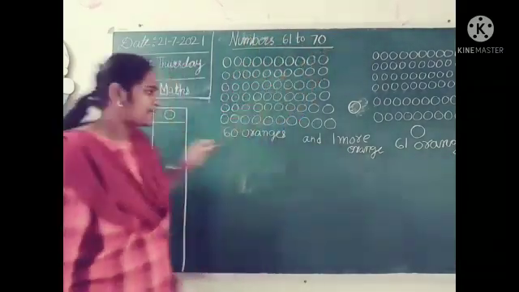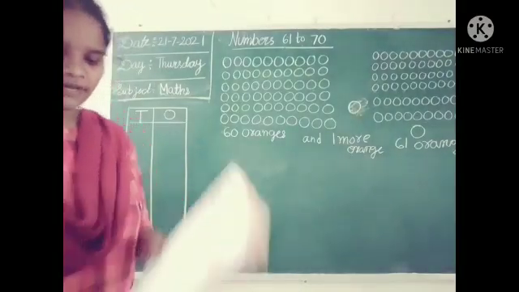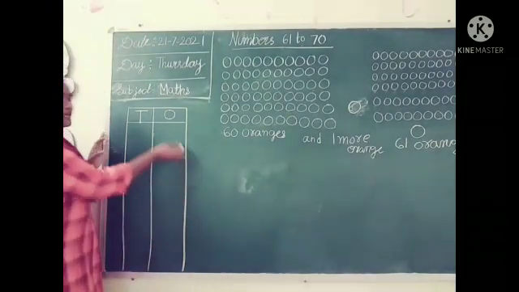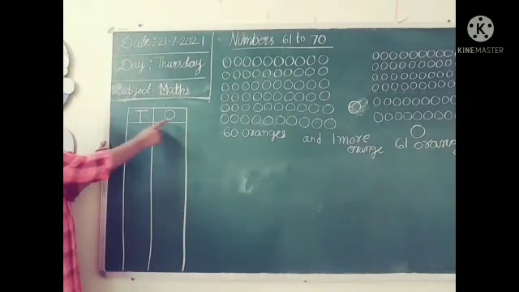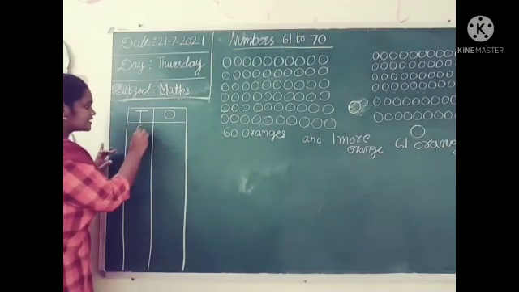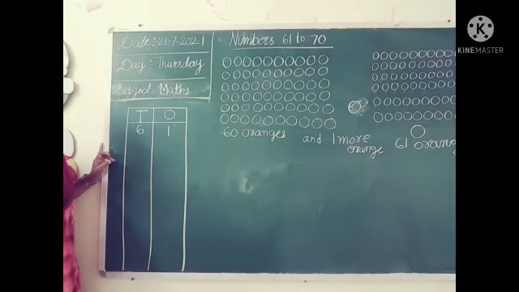61 to 70. All of you see here. All of you open Maths book page number 39. All of you write down one line here. Ones, tens. Now we have to write 6 in tens place. 1 in ones place. 6, 1, 61.